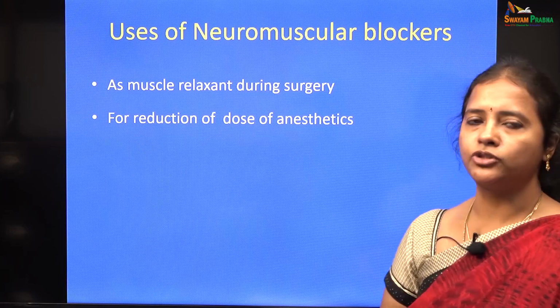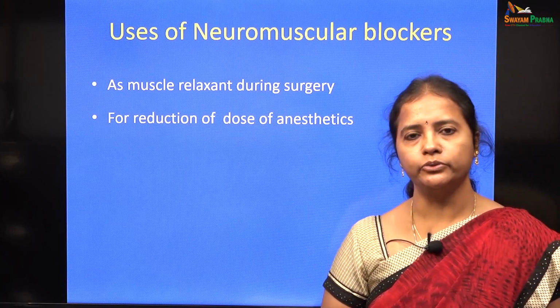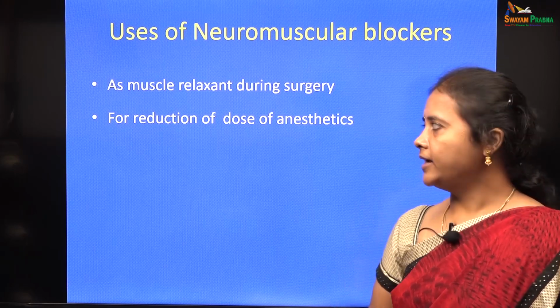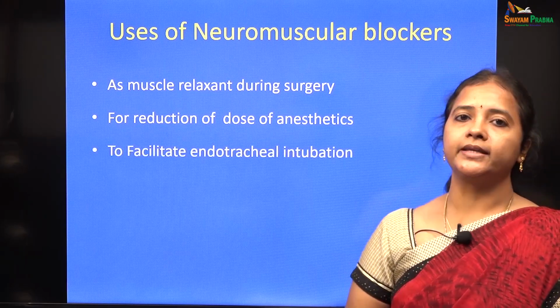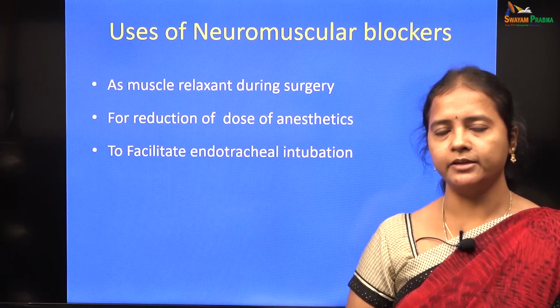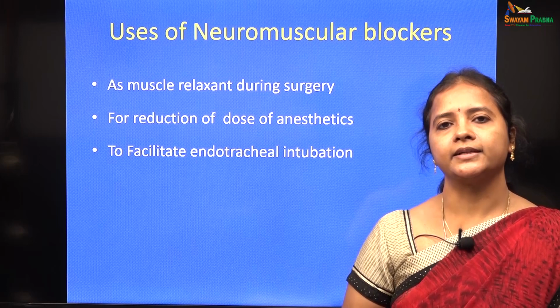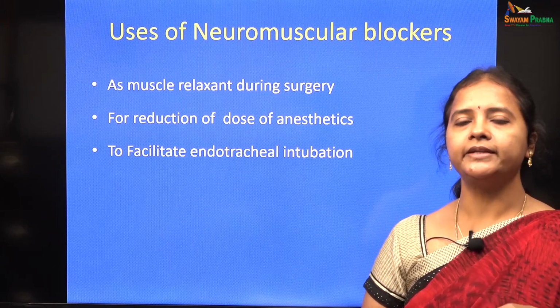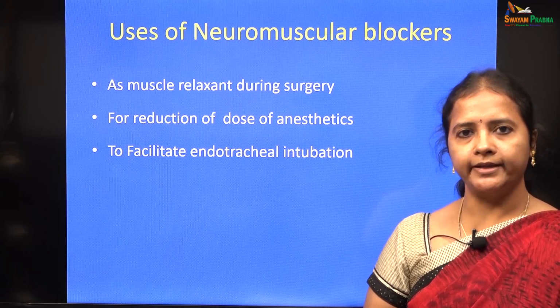And also a short dose of neuromuscular blockers can be used especially during short anesthetic procedures and also for endotracheal intubation. This process requires the relaxation of the pharyngeal muscles. A short dose of muscle relaxant is given to cause muscle paralysis, which will facilitate easier endotracheal intubation.